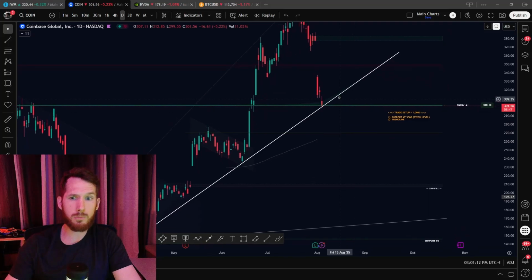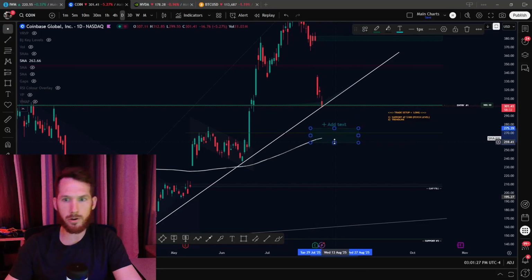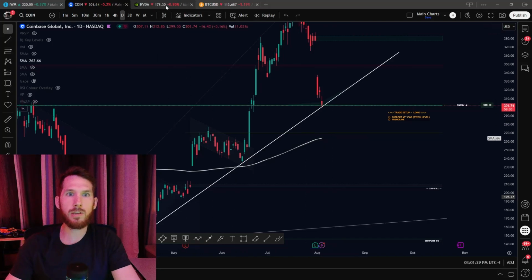Now, if price does break below this trend line, we do have the 200-day moving average just below right here, which kind of is in line with this support level here. So more than likely, if price breaks below this trend line, we are going to get a retest of this support area. All right, so let's take a look at NVDA.